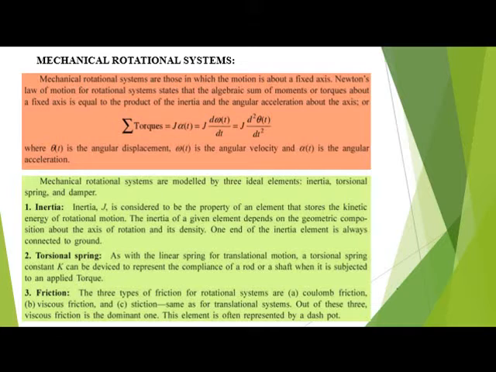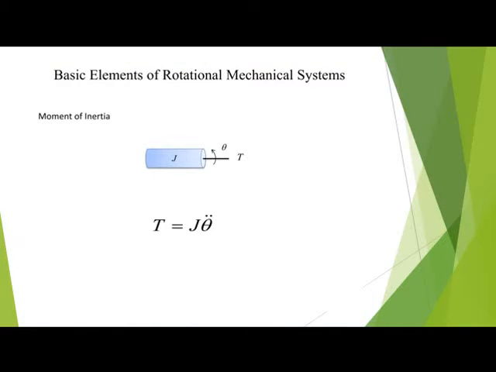The third one is friction. There are three types of friction for the rotational system, already discussed in the translation system. Same here also: Coulomb friction, viscous friction, and stiction, the same as the translation system. Out of these, the viscous friction is the dominant one, and this element is represented by a dashpot. In this slide we are discussing the basic elements of the rotational mechanical system.